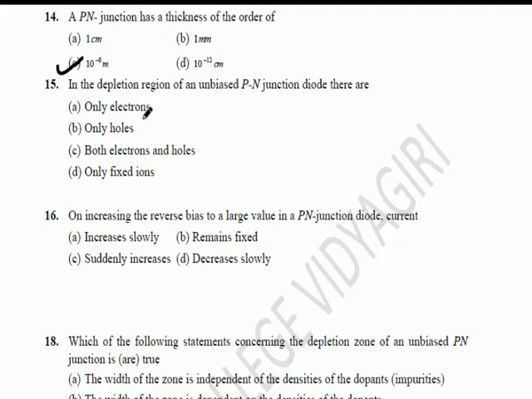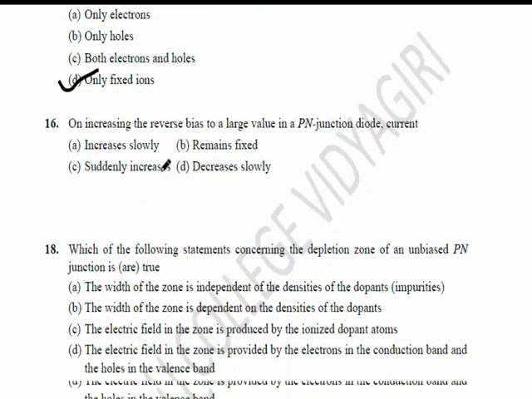Okay. Next question. In the depletion region of an unbiased PN junction diode, there are only electrons, only holes, both electrons and holes, or only fixed ions. So in the depletion region of an unbiased PN junction, see here, in the depletion layer of an unbiased PN junction, we have fixed ions. As I told, the PN junction depletion layer contains fixed ions. 15th is D.